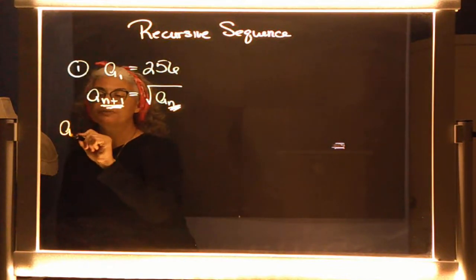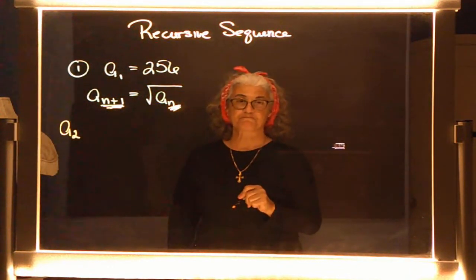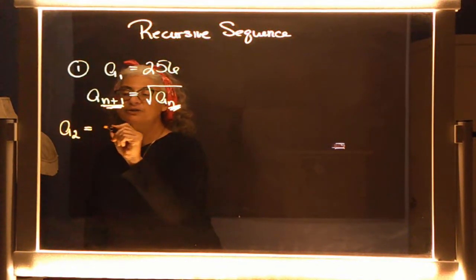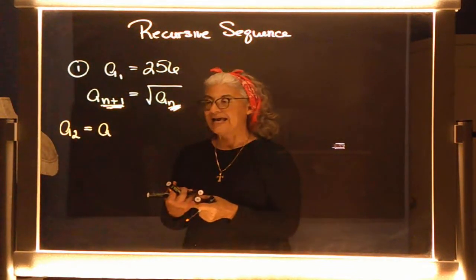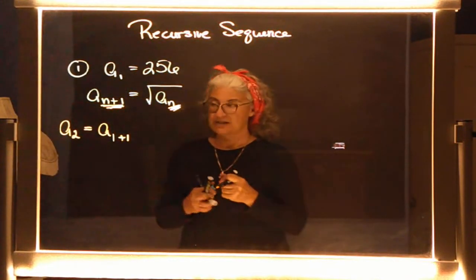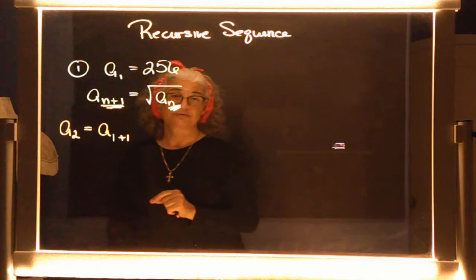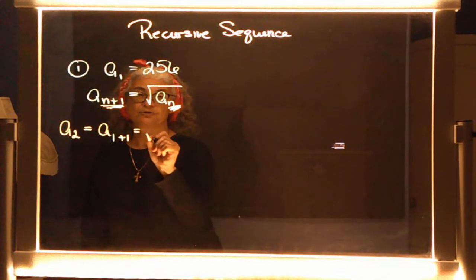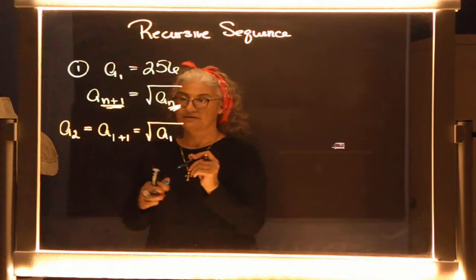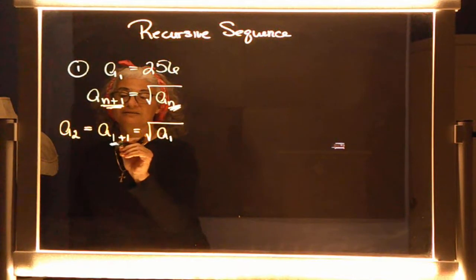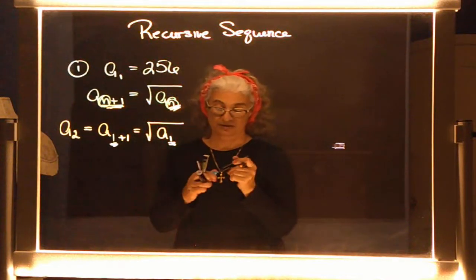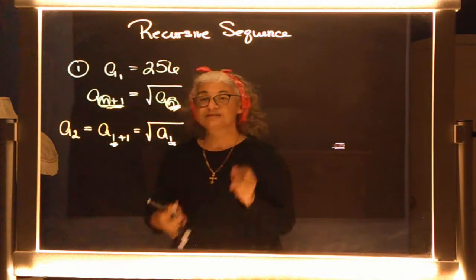I want to find term number 2. Are you with me? The formula says I need to know n. Well, couldn't I rewrite term number 2 as a sub 1 plus 1? Because doesn't 1 plus 1 give me 2? Which means I'm looking at the square root of a sub 1, because these n's right here are matching up. That's a 1 and then that's a 1. Cool?